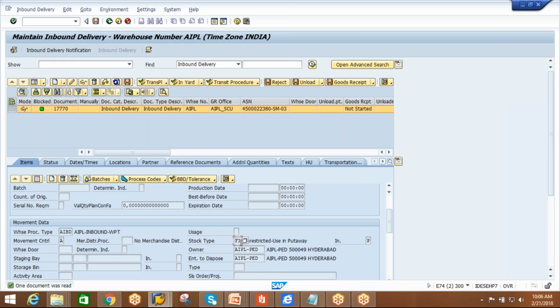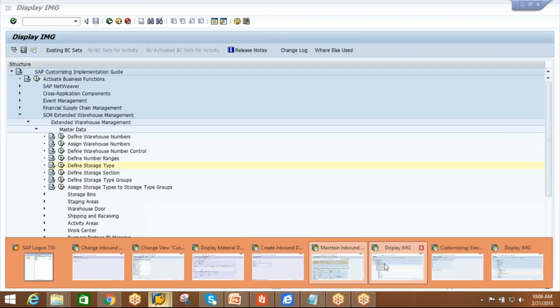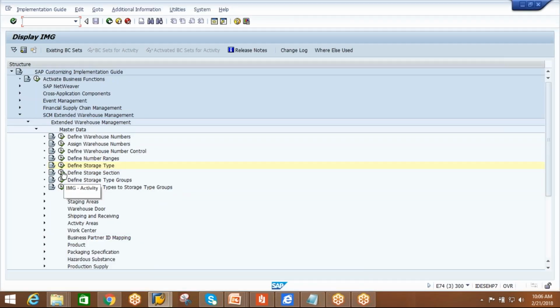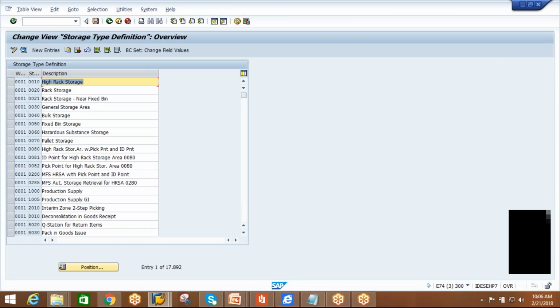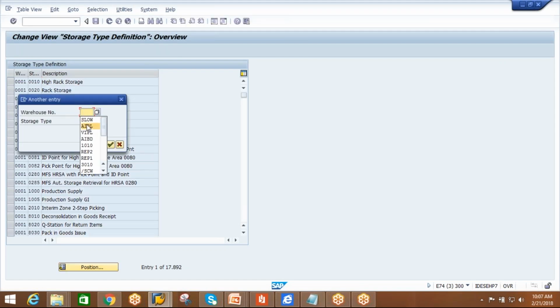Now, after put away, why is it turned to F2? Go to that storage type. Define storage type. Yes, exactly, Srikanth. AGP is related to the plant plus storage location combination, not only the plant, plant plus storage location availability group. Storage type slow.